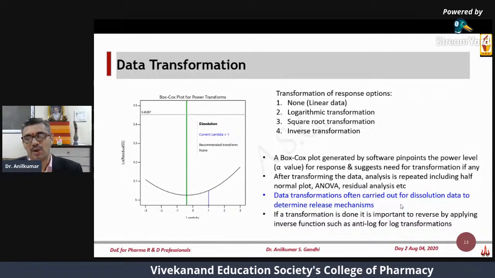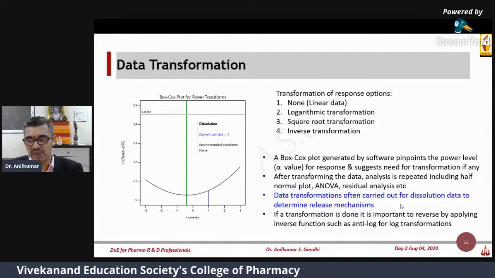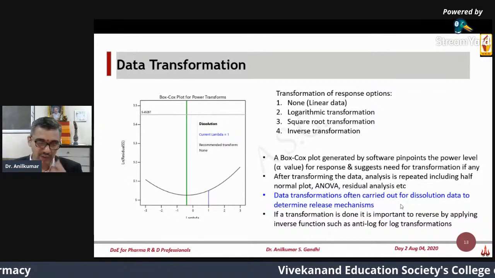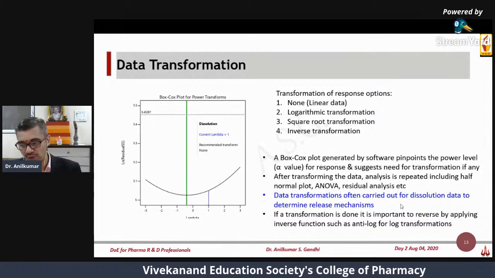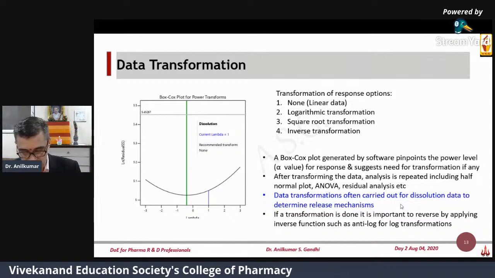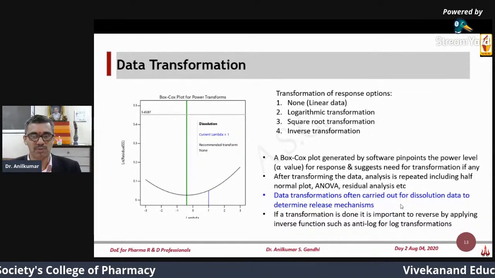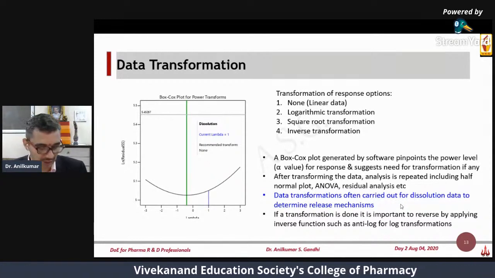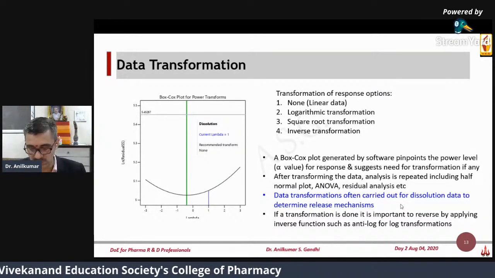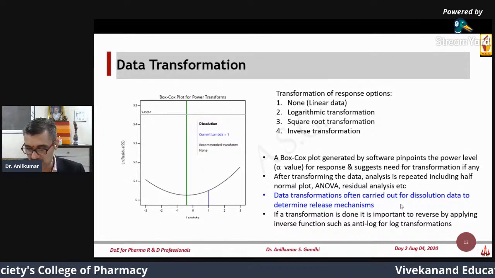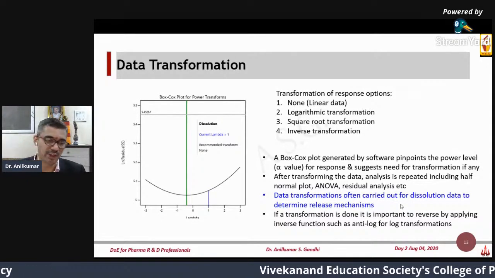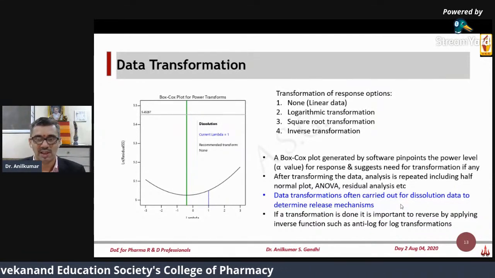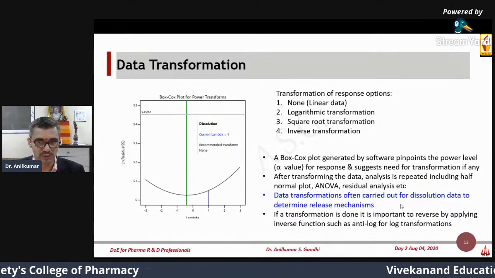Okay. Now, many of you who are into research would know that we do such transformation very routinely in dissolution when we are trying to determine the mechanism of drug release from a formulation. So we obviously look at the linear case wherein drug release is independent of concentration, then we will say it follows zero order kinetics. If it is logarithmic, then we'll say it is first order kinetics and so on. So it's not something which is unusual for us.